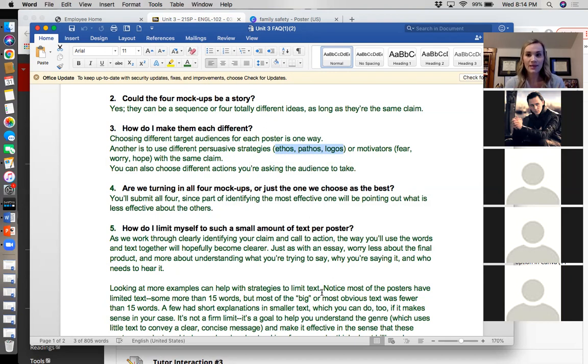So looking at PSAs and looking at how people present arguments in different ways is helpful, because again, you'll see different design choices that you like, and you can play around with those same design choices within your own PSAs.